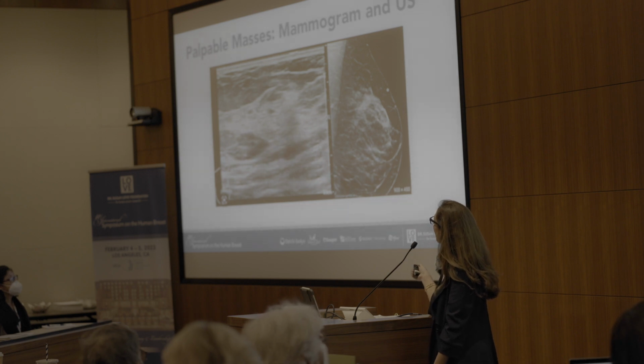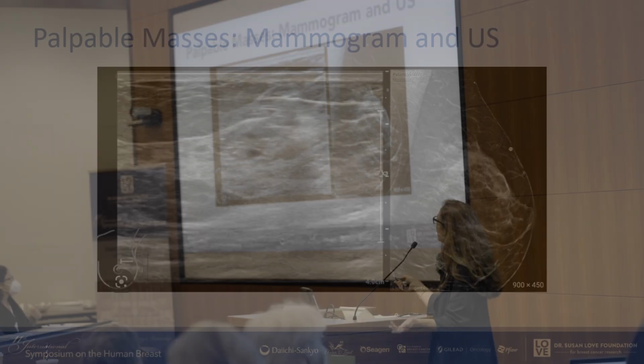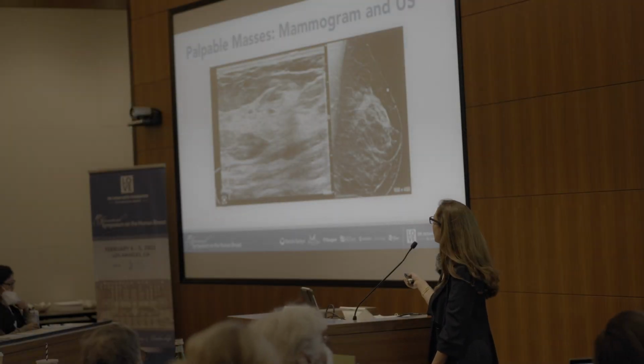This woman came in with a lump. We put a BB on it. The mammogram just shows breast tissue. Ultrasound confirms that it's just normal breast tissue with no mass.